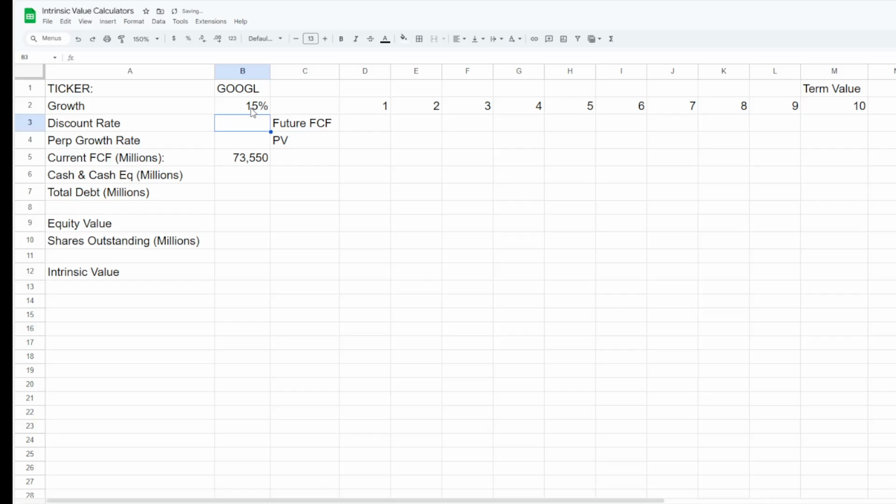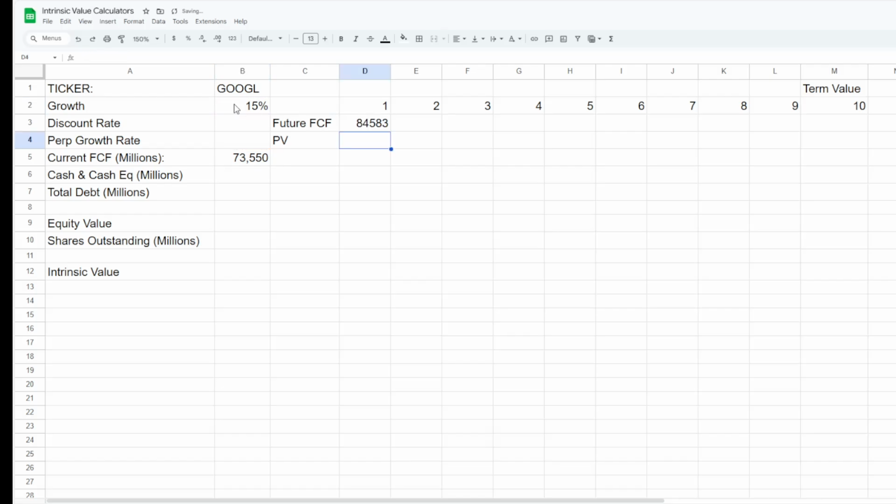Okay. So what do I do with that information so far? What we're going to do is we're going to project the future free cash flow for Google starting at $73 billion and growing at 15% every single year. So this is where some formulas come in. So in cell D3, I'm going to say equals, I'm going to take its current cash flow, which is 73.55 billion or 73,550 million, and I'm going to multiply it by 1 plus the growth rate, which is 15%. Okay. The 1 makes sure that it's growing, and it's growing by what we add on to it, which is 15%.